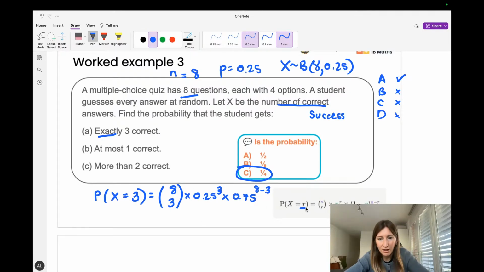We need our R, so in this case, getting 3 correct, the value that we're trying to find, what we're interested in, our P probability, our N, and our converse probability, our complement. So just those things are what we need to substitute into here. And then you can see it's actually not such a bad formula after all. Looks like a lot is going on over there, but it's not so challenging.